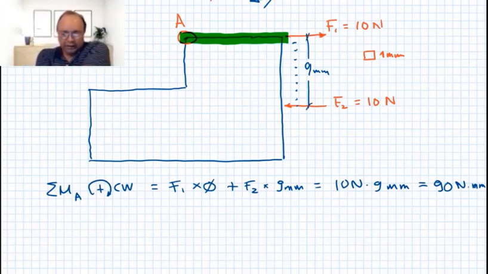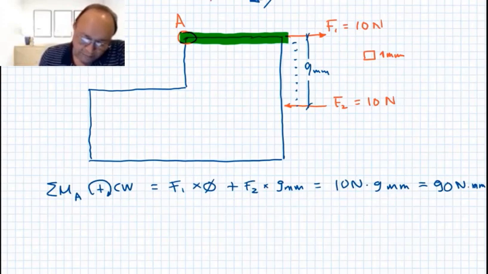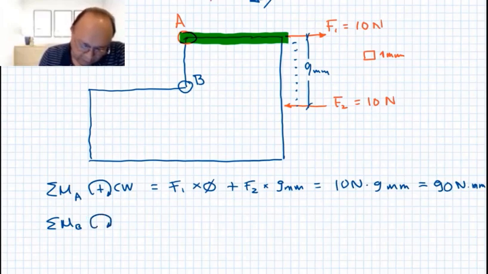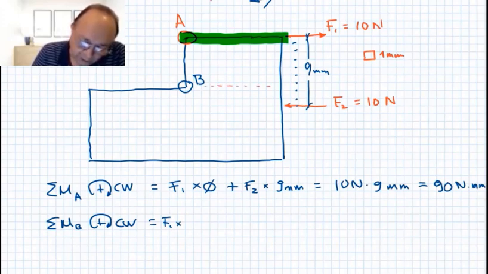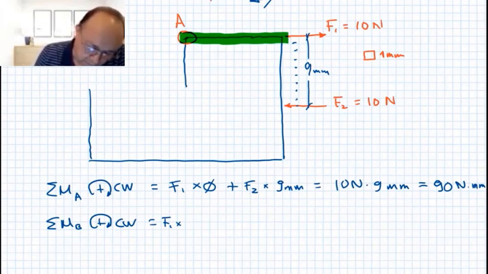All right. Now let's calculate the moment of that same couple with respect to point B here. Summation of moments with respect to B, and let's say positive in the same clockwise direction. That will be F1 times the distance from F1 to point B. Let's say that point B is exactly here, right?